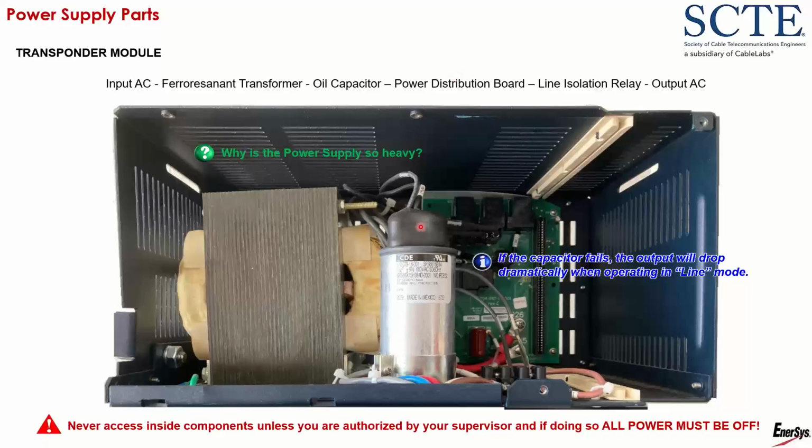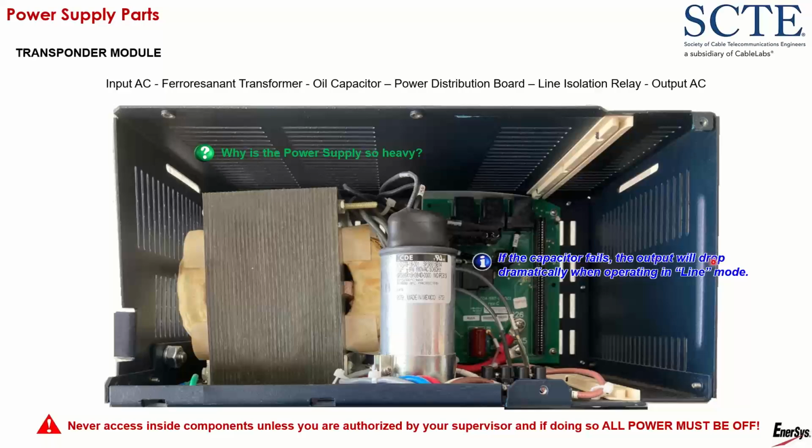I have a power distribution board. The line isolation relay. Remember that relay that disconnects the power supply from the utility? It is actually on the power distribution board. And then you have your outputs going to your cable plant, which I don't show on this picture now.